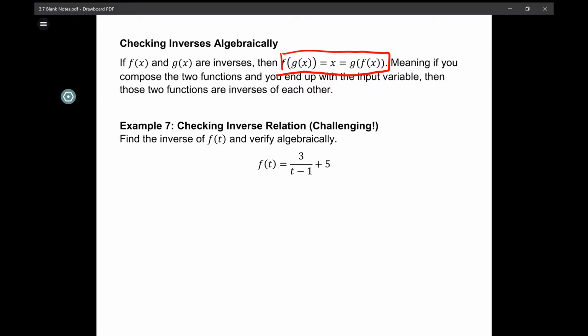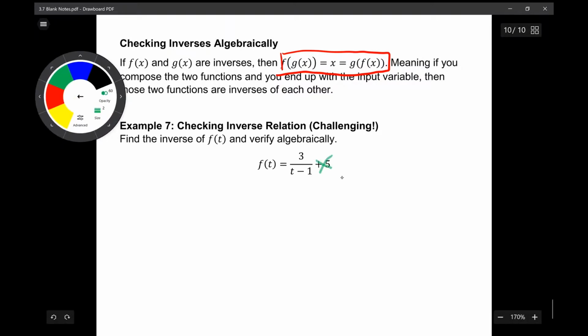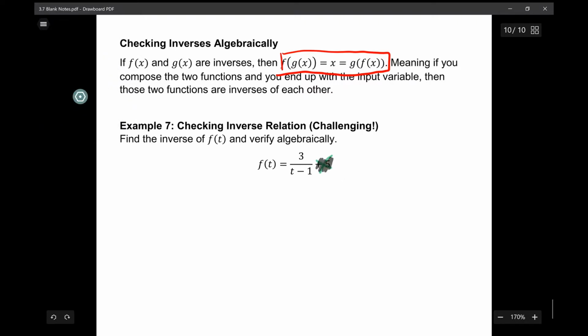All right, so let's do one example of checking inverses algebraically. And this isn't actually the example I want to do. I'm going to change it. I'm just going to cross out this +5. It makes it pretty complicated. And I'd rather just have it without the +5. So let's scratch that out, pretend that's not there. We're just going to have it be this function right here. All right, first thing we're going to do is find the inverse of f of t, and then we're going to verify it using the rule in the red box. So why don't you pause the video and try and find the inverse on your own.